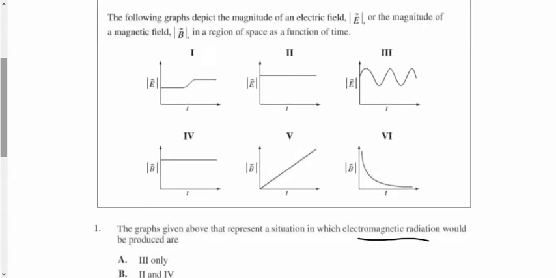What's the key word that's relevant to this? Accelerating, changing, or perpendicular? Changing, yeah. We need to look for a changing electric and or a changing magnetic field. And if we can find that, then we've identified what graph will generate EMR. Does number 1 generate EMR? Yes, because that's a changing electric field right there. Does number 2 generate EMR? No, because that's a constant electric field. Does number 3 generate EMR? Absolutely, that's a changing electric field.